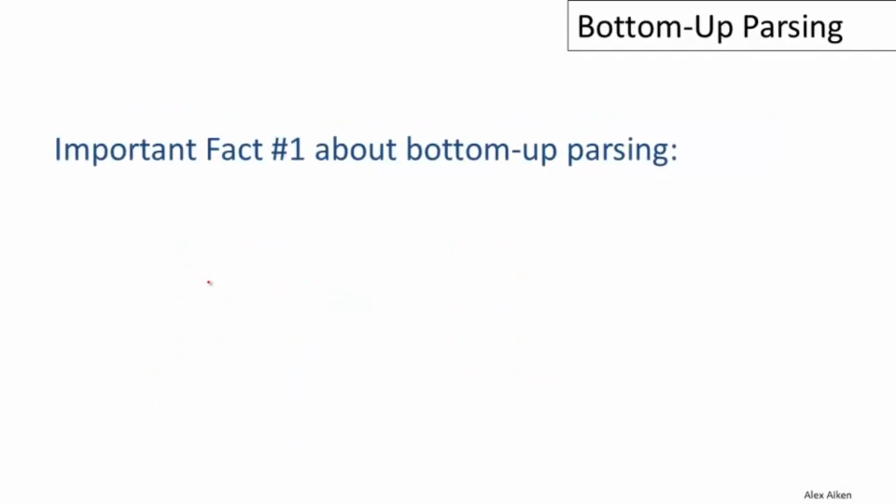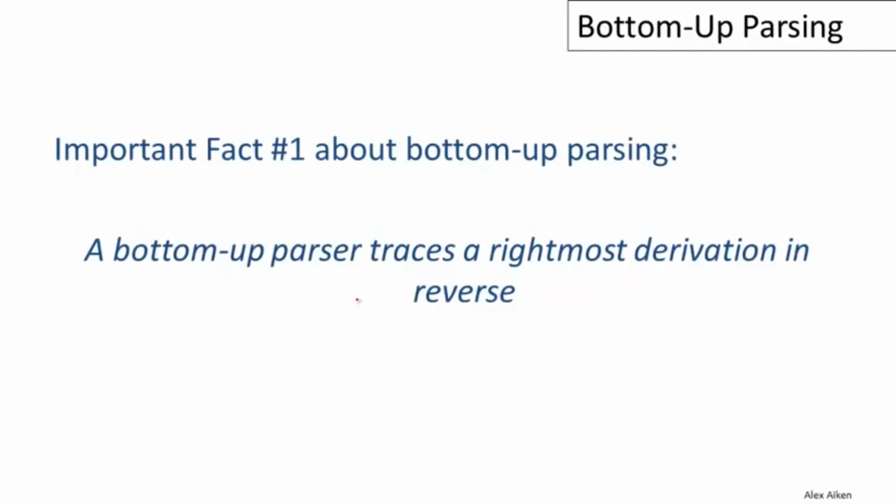And this leads us to the first important fact about bottom-up parsing, which is that a bottom-up parser traces a rightmost derivation in reverse. All right, so if you're ever having trouble with bottom-up parsing, it's always helpful to go back to this basic fact. A bottom-up parser traces a rightmost derivation, but it does so in reverse by using reductions instead of productions.